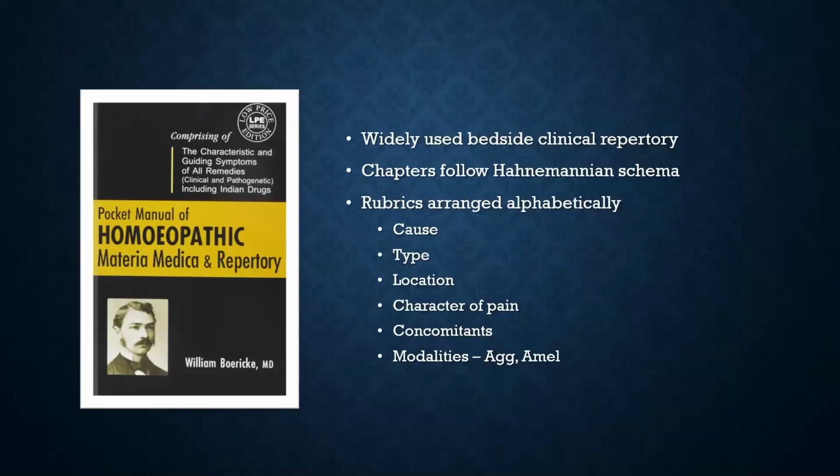And finally, we have our William Boericke, the Boericke's repertory. We all know that at the end of the Boericke, we have a repertory part. So it's a widely used bedside clinical repertory. Chapters follow the Hahnemannian schema, and the rubrics are arranged alphabetically. And when you see, it is arranged under these kinds of headings, that is cause, time, type, location, character of pain, concomitance, and modalities. It is arranged accordingly.